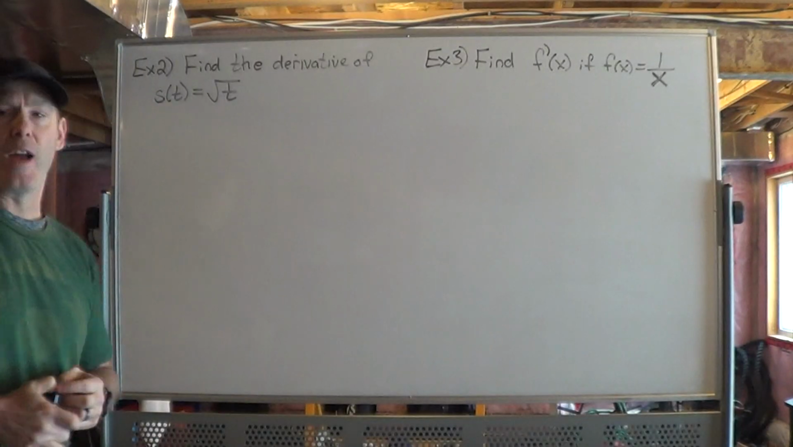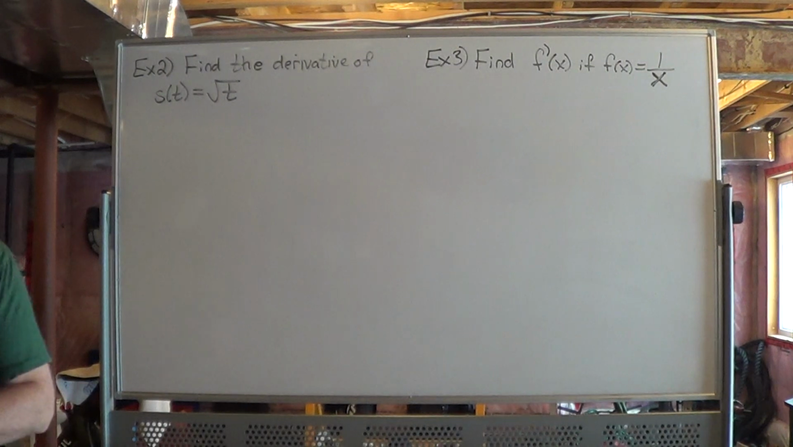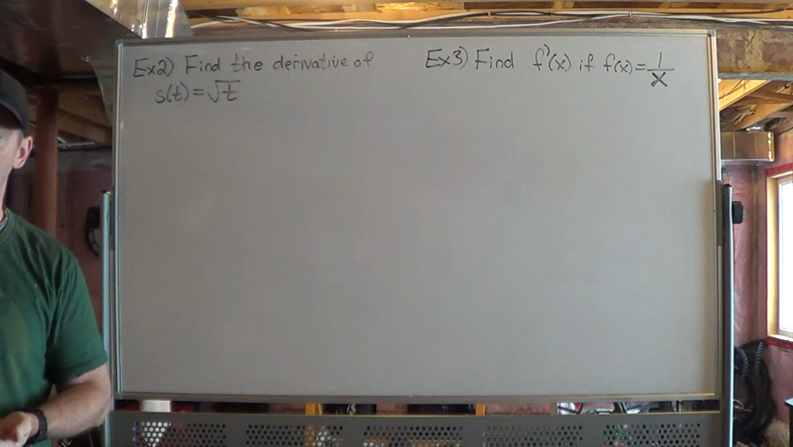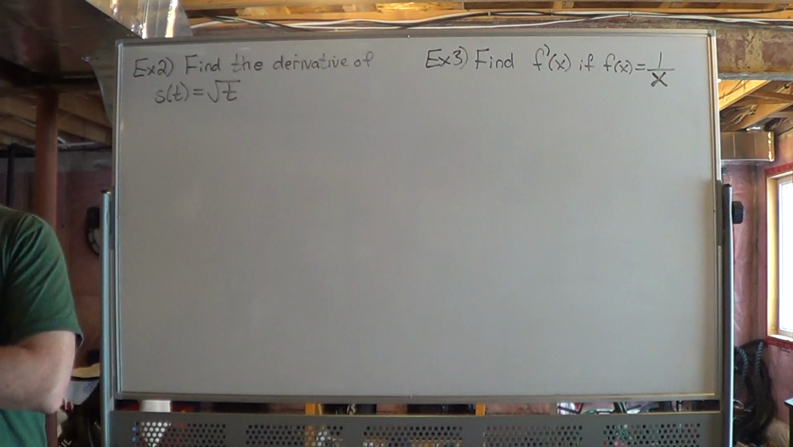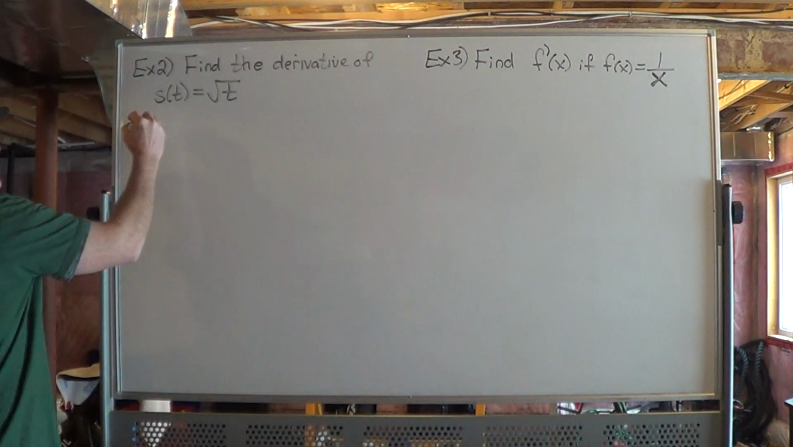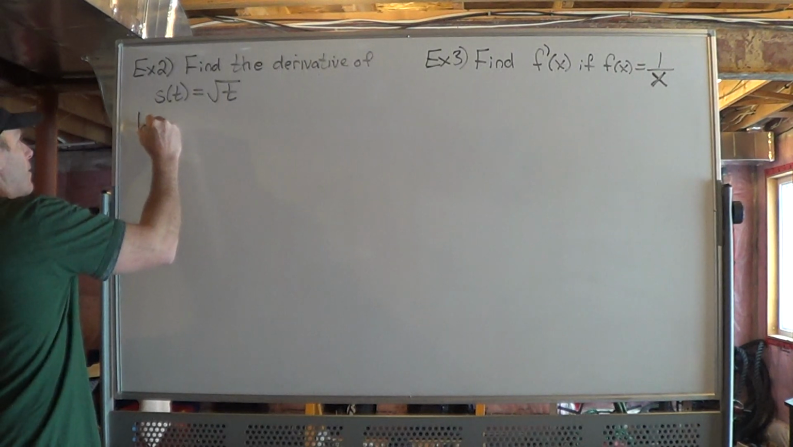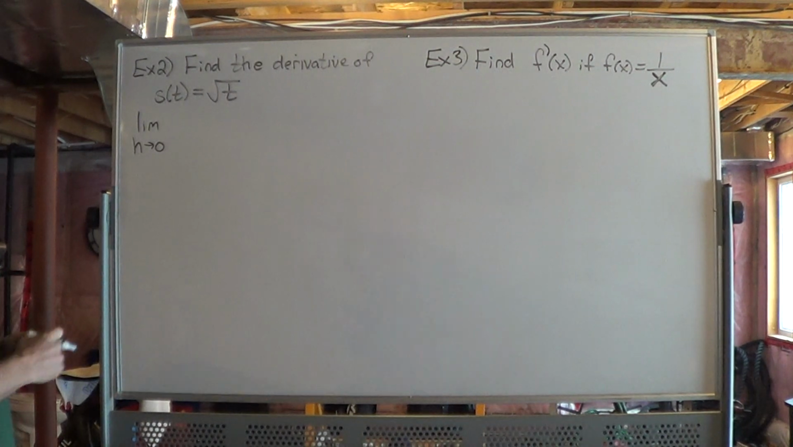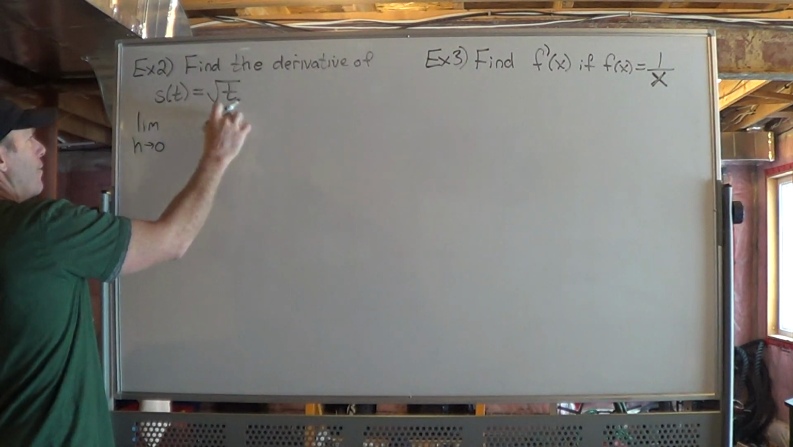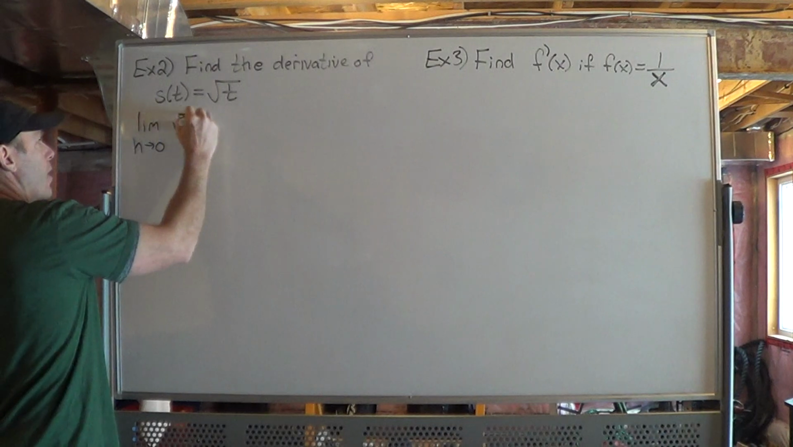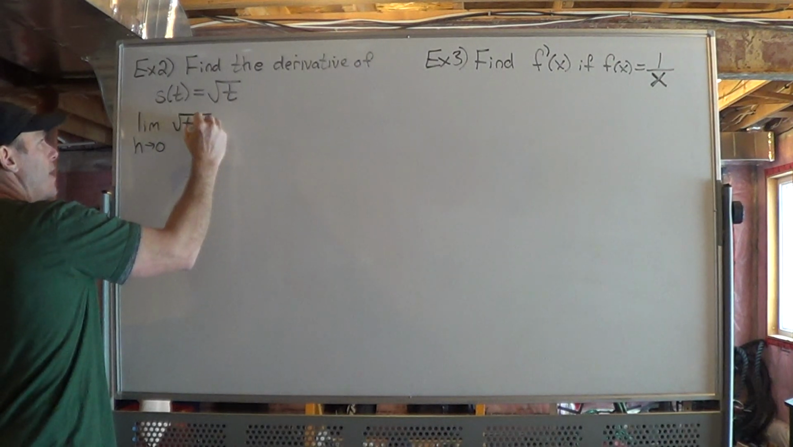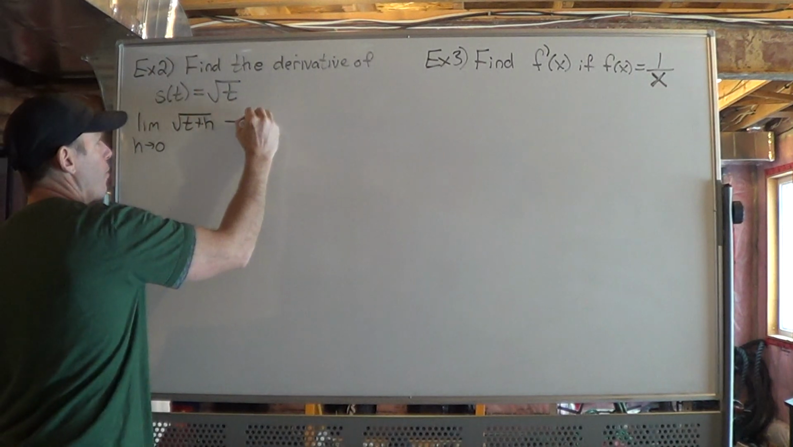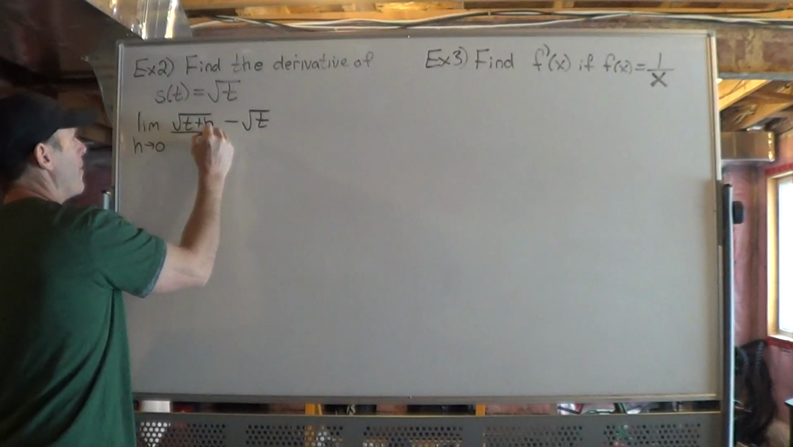All right, so we get to example 2. Find the derivative of s of t equals the square root of t. All right, so I'm just going to find the derivative. So that means I'm going to find the equation for the slope of the tangent at any point x. So again, I'm going to use my limit formula. The limit as h approaches 0. Again, I'm going to use my definition where s of t plus h, so I'm going to have the square root of t plus h minus s of t, which is just the square root of t, divided by h.